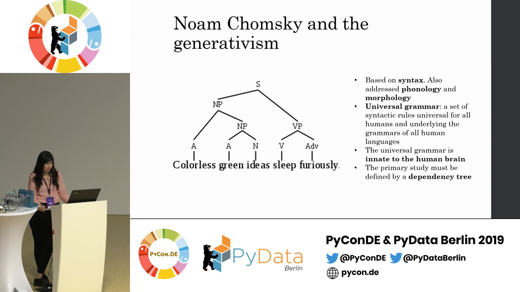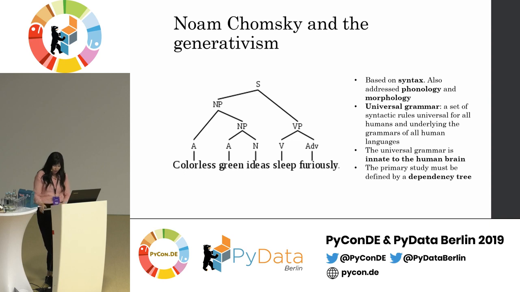Chomsky affirms that the universal grammar is innate to the human brain. That means that at some point we turn on the switch and then we get the languages. According to this movement, the primary student must be defined by a dependency tree, as the one that we can see in the slide with a famous phrase created by Chomsky, a phrase syntactically perfect but with no sense.